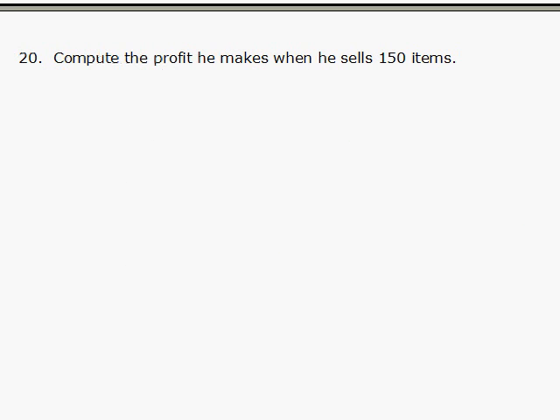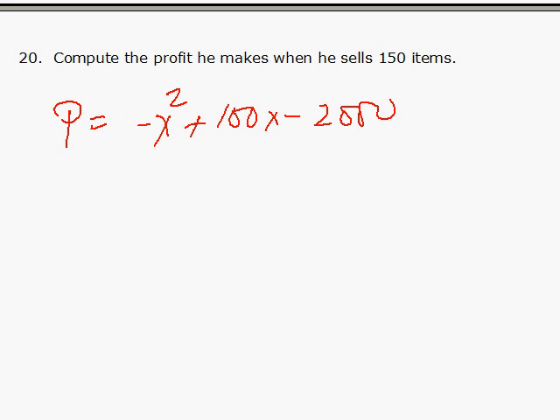Now you need to compute the profit the owner makes when he sells 150 items. So here was your profit, minus x squared, what was the rest of it? Plus 100x minus 2000. That means you substitute 150 for all the x's and you square it. And here again we have the problem of the negative sign.